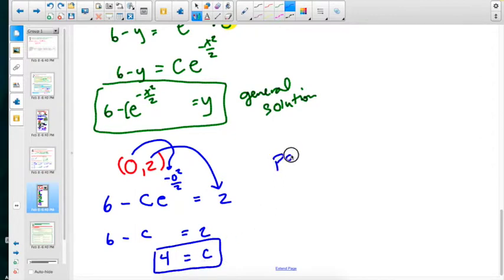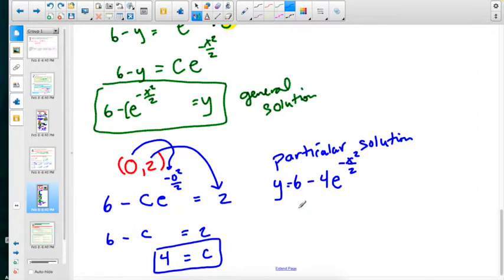So our particular solution then is 6 minus 4 e to the negative x squared over 2, and that equals y. I'll put the y over on this side. So there's that particular solution. So basically, we're looking at two big ideas here. One is that real general exponential solution, and then the other one is this more complicated solution that we have to end up separating and taking the antiderivative of both sides.